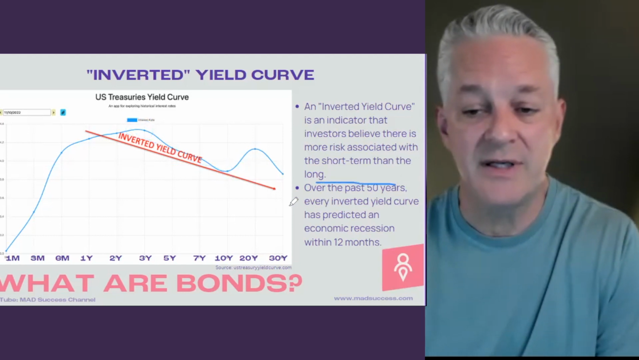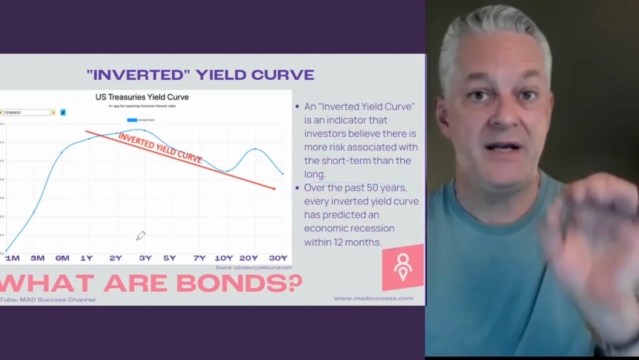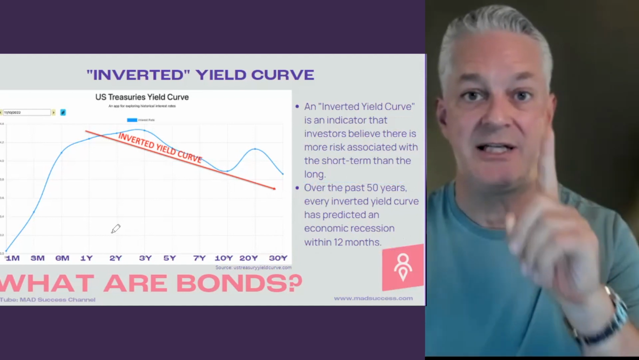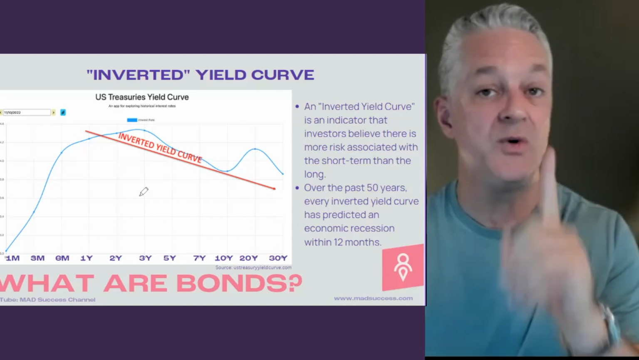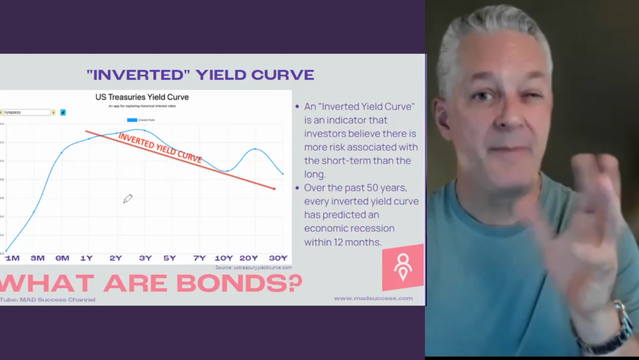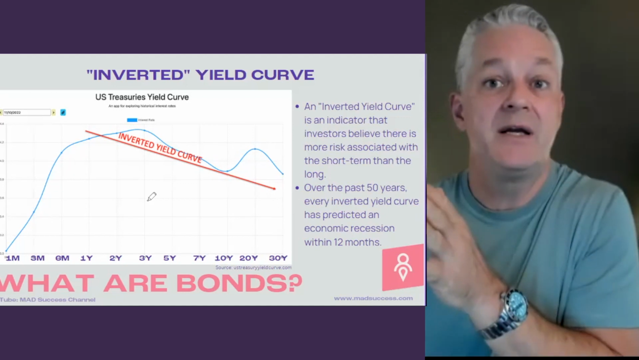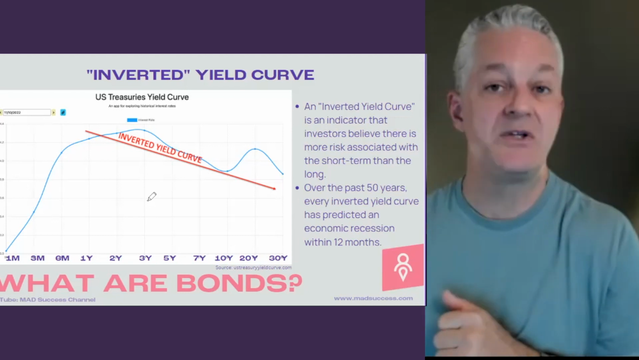And if you look over here at these words, over the past 50 years, an inverted yield curve every single time has predicted a recession within 12 months. And we've had an inverted yield curve in the US for about 6 months. So that means the likelihood of recession is coming in the first quarter or second quarter of 2023.